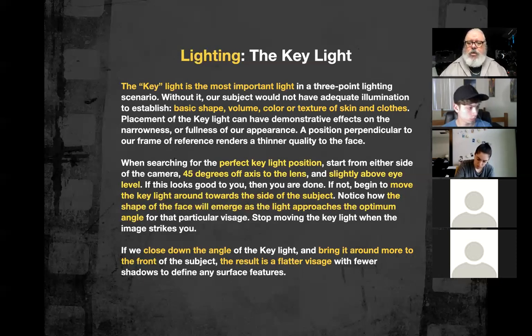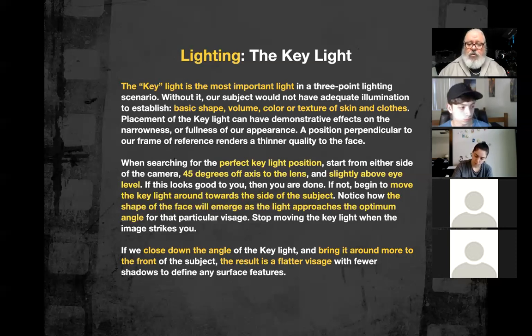Without it, our subject wouldn't have the adequate illumination to establish basic shape, volume, color, or texture of skin or clothing. Placement of the key light can have demonstrative effects on the narrowness or the fullness of the face. Front light makes the face look wider, side light makes the face look narrower. Okay. A position perpendicular to our frame of reference renders a thin quality to the face. That's half light.